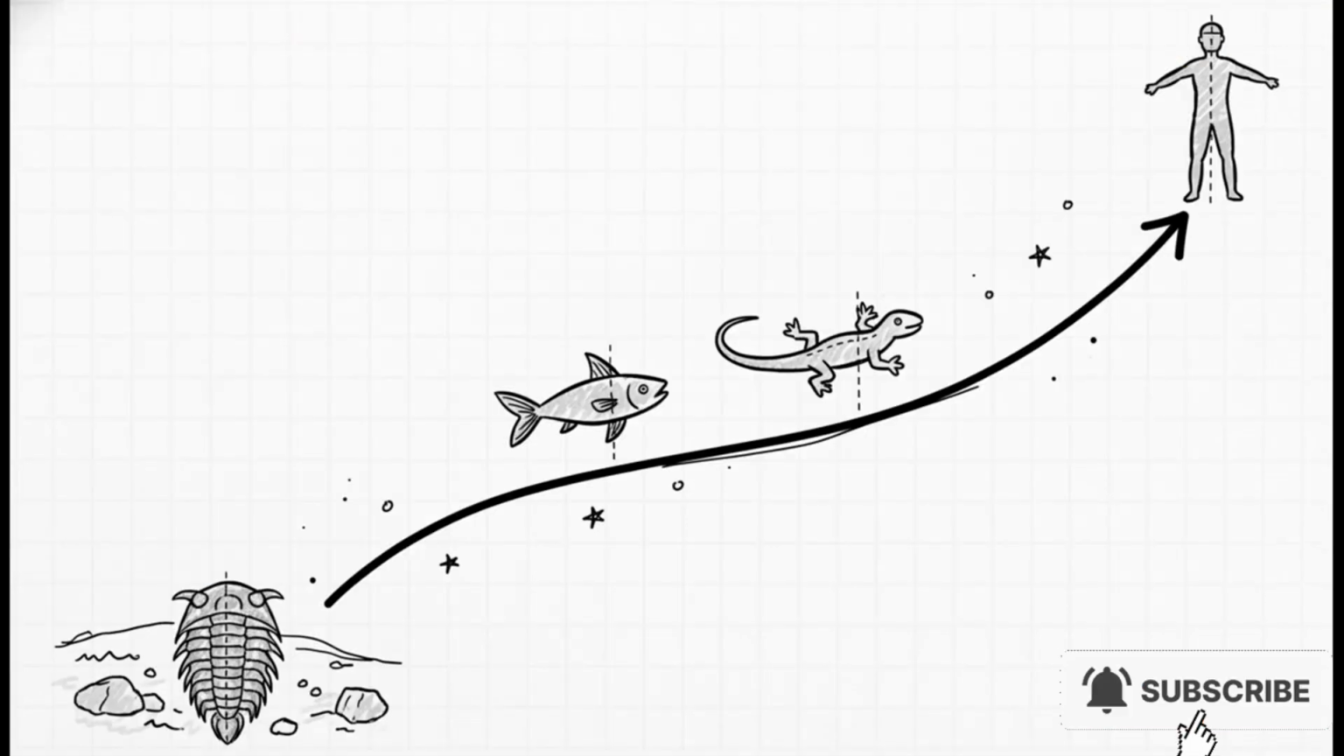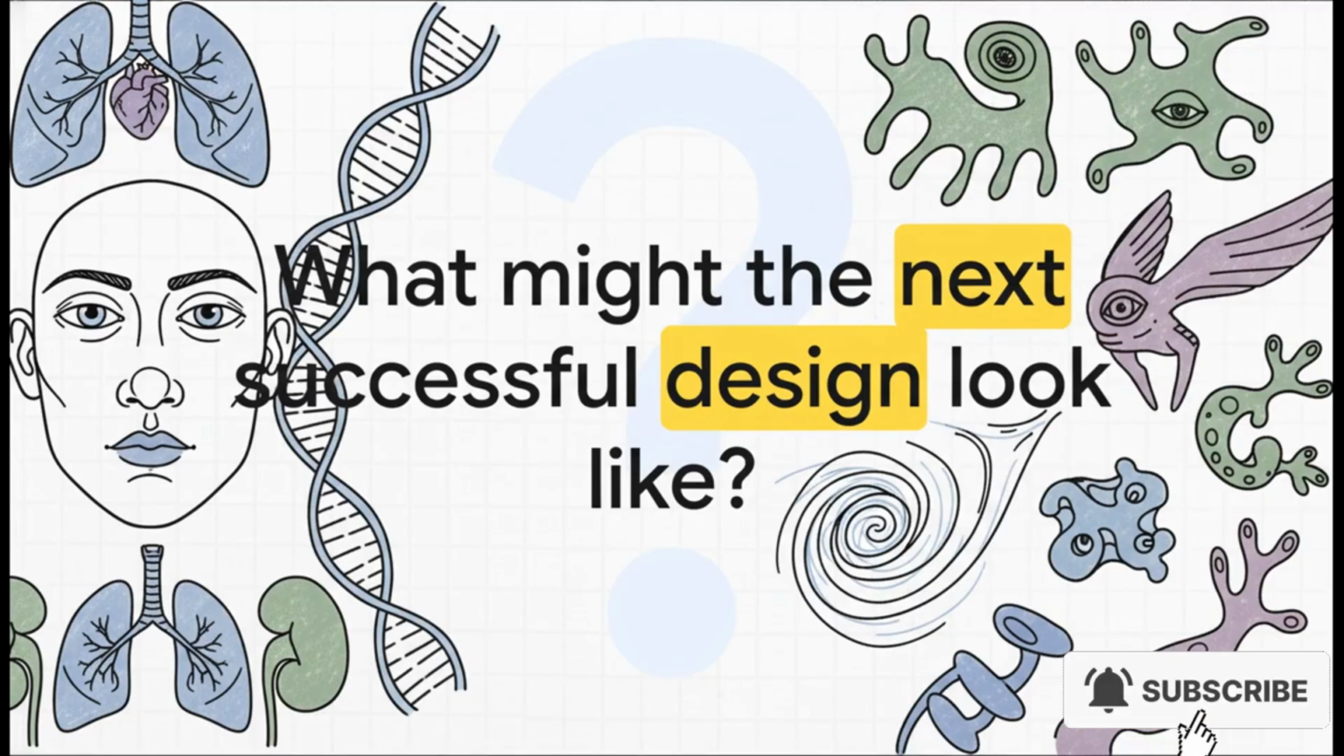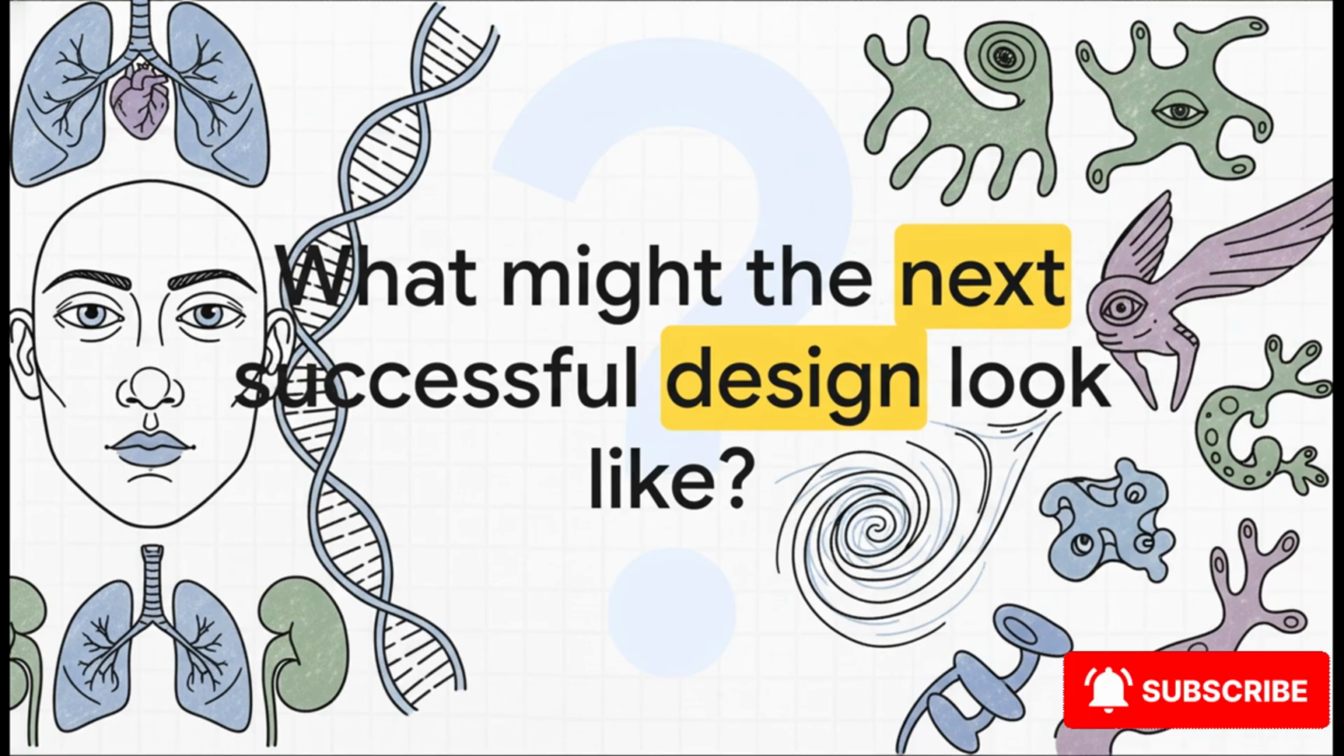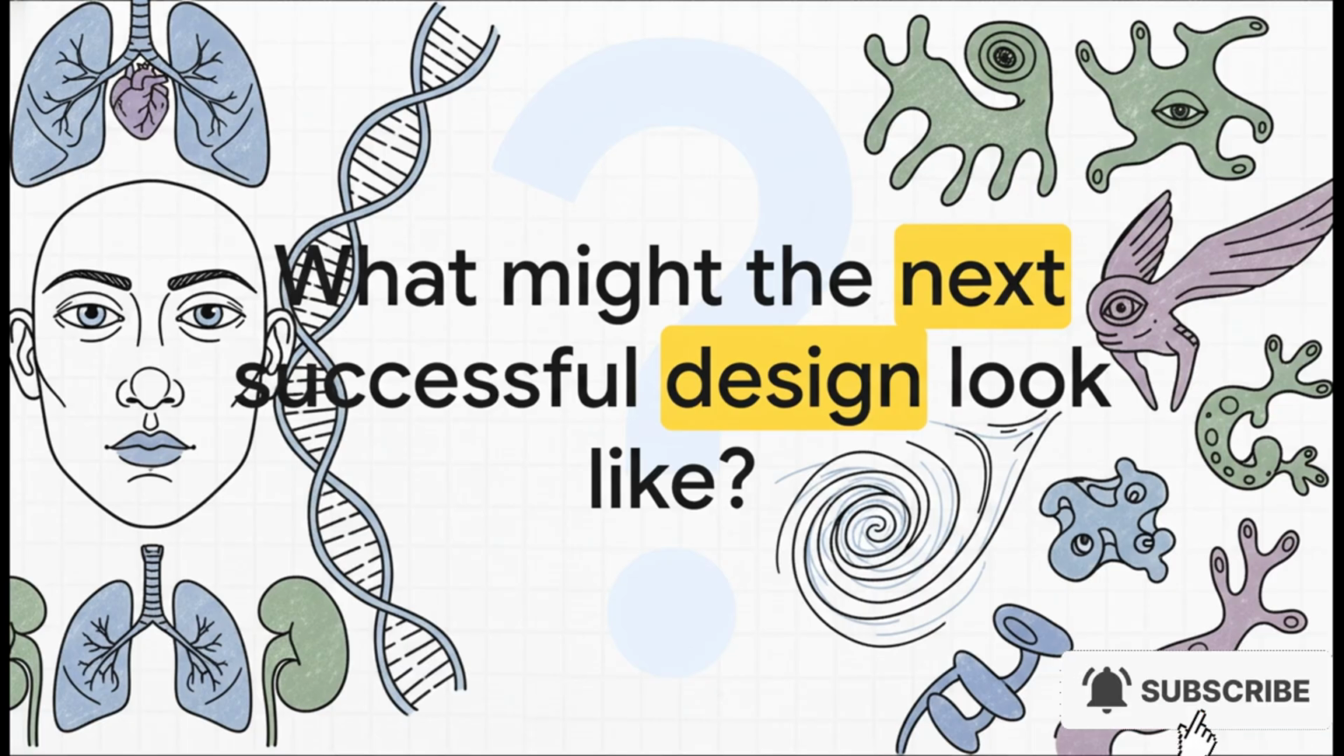From the very earliest complex animals on the ocean floor all the way up to us today, this bilateral blueprint has proven to be a winning recipe for survival time and time again. So, the next time you look in that mirror, you're not just seeing yourself. You are seeing the result of an ancient and incredibly successful evolutionary design. Which, of course, leaves us with one final fascinating question. If this symmetrical blueprint has worked so well for so long, what on earth might the next successful design even look like?